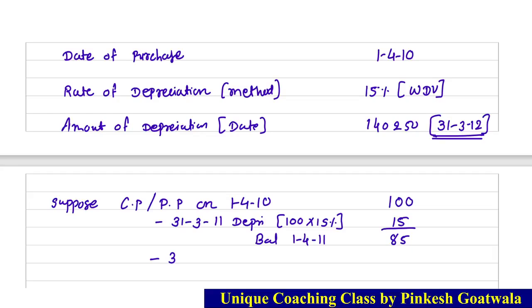So the purchase was made on 1st April 10. First depreciation will be calculated up to 31st March 11. Then next depreciation will be calculated on 31st March 12. What will be the depreciation? It is 85.